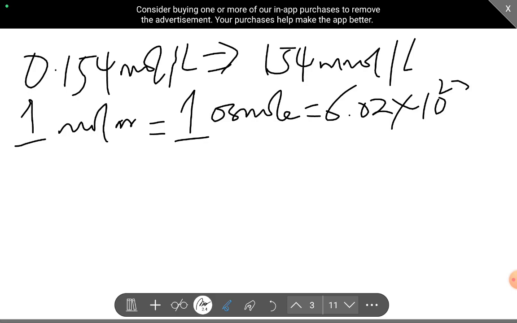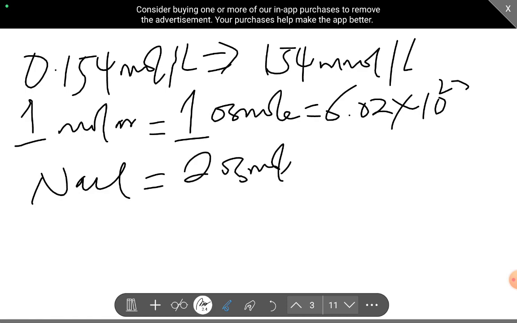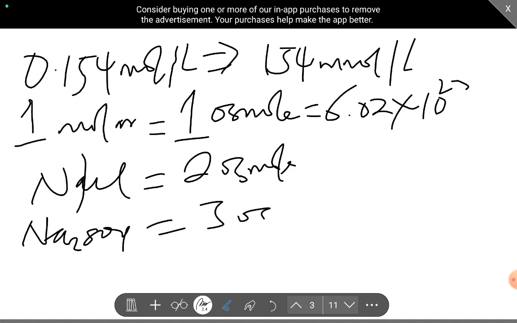So the basic interpretation is that 1 mole of sodium chloride gives about 2 osmole, because it contains 2 ions, sodium and chloride. For a substance that has 3 dissociable ions, 3 ions that can be dissociated separately, let's say for instance sodium sulfate, Na2SO4, 1 molar of Na2SO4 will be 3 osmole.